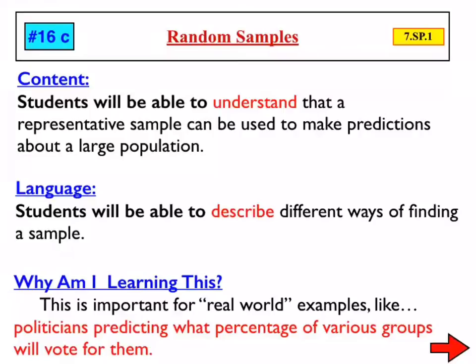Today, lesson 16C, random samples. Our focus lately has been on probability of compound events. We've worked a lot on sample space. Yesterday, our focus was on compound events that might be independent or dependent. Today, we go in a slightly different direction.